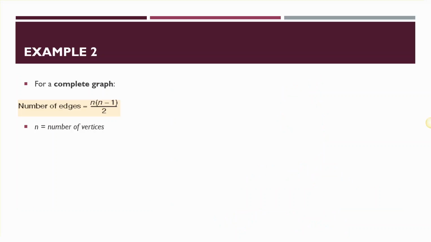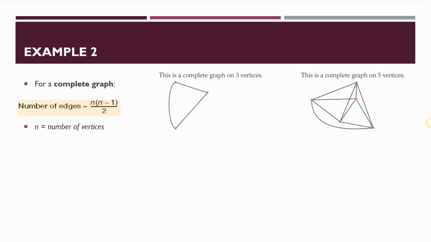The next example here is a complete graph. Remember that a complete graph has every vertex connected to every vertex possible. So you can see that if we take this, for example, this is connected to that, which is both vertices. If we take this one here, you can see that that line is connected to every other vertex in the graph. So that's what a complete graph is.